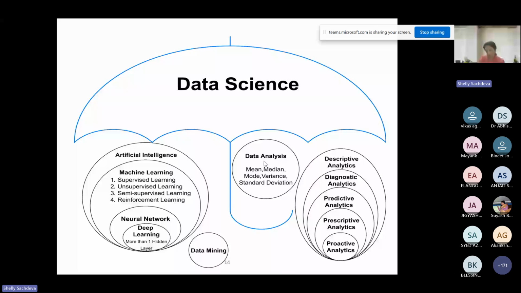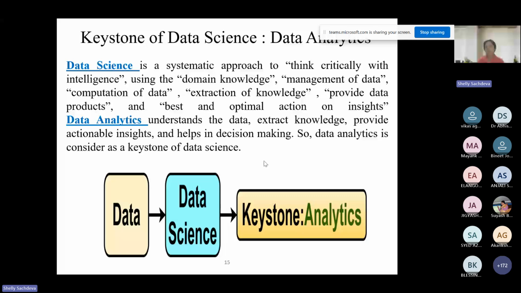Is getting a degree in data science the same as getting a degree in data analytics, or is getting a degree in an artificial intelligence specialization the same as data science? No, they are not specifically the same. There is a little bit of variation. The keystone of data science is data analytics, right? Data analytics is understanding the data, extracting the knowledge, and providing actionable insights, and that usually helps in decision making. So data analytics is usually considered the keystone of data science, right?